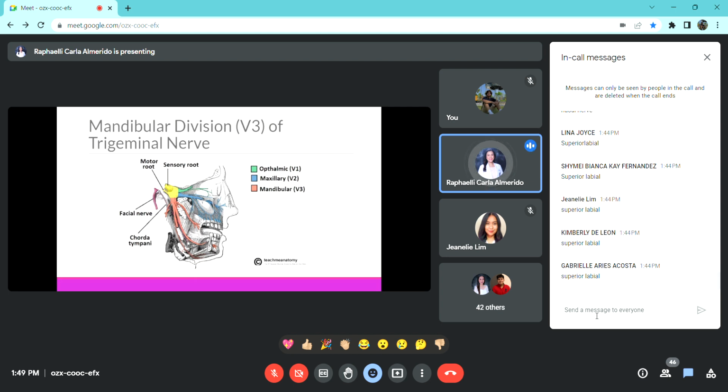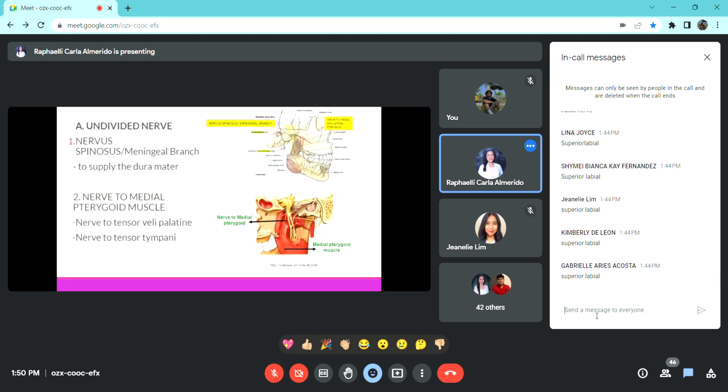Okay, so obviously, this is the third division of the trigeminal nerve. Unlike V1 and V2, this is a mixed nerve, a mix of motor and sensory innervations. Motor because some of the nerves innervate the muscles of mastication. Later we will see what these nerves are.